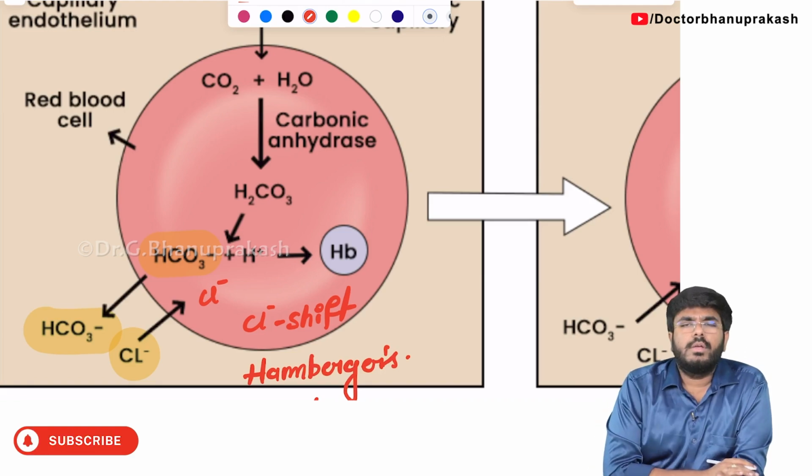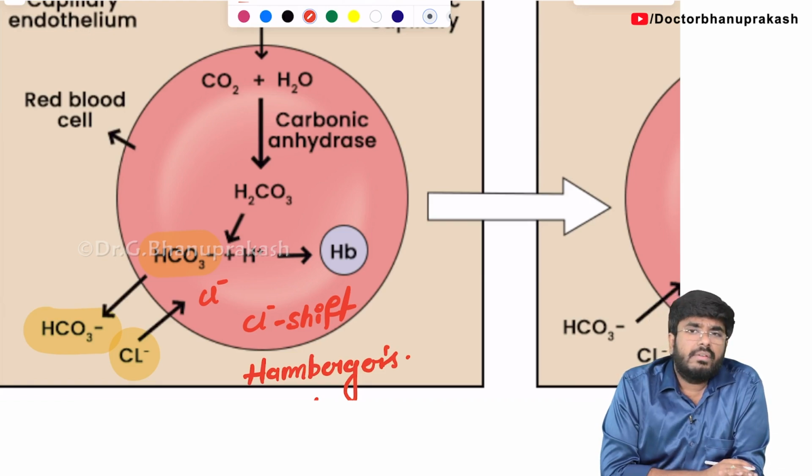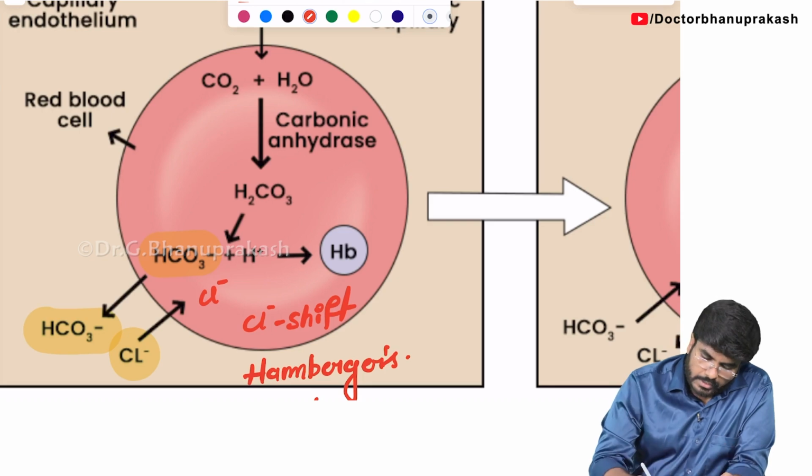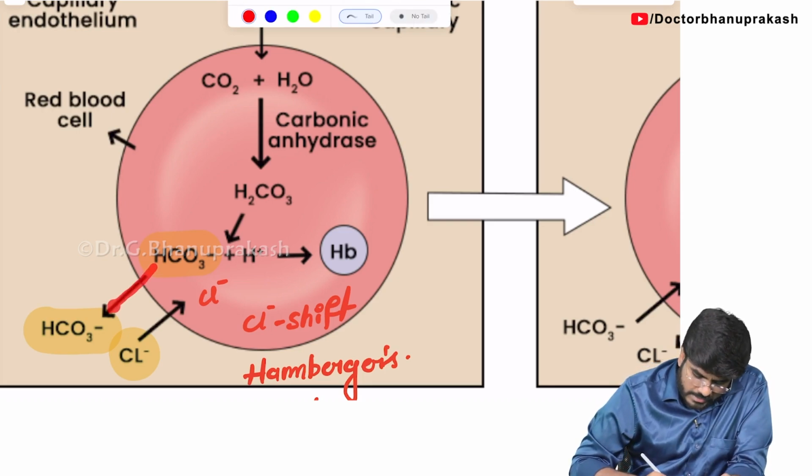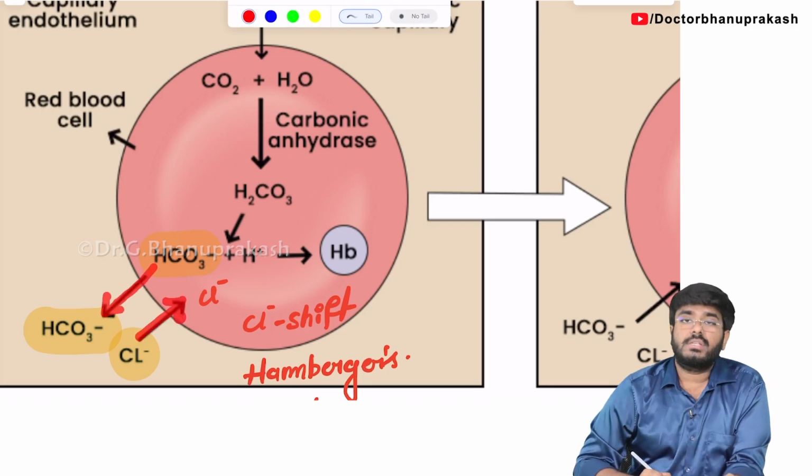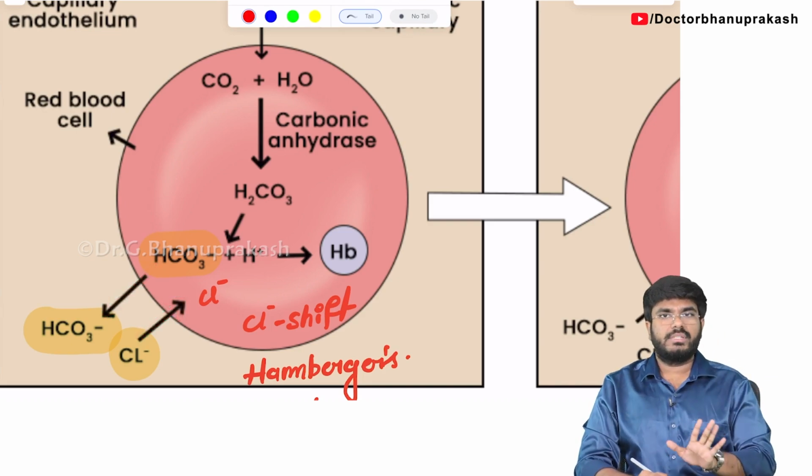Now tell me, Hamburger's phenomenon is exactly happening in which blood? It's happening in the venous blood at the level of tissues. It's the exchange of bicarbonate for chloride. So in your exams, they will ask you, bicarbonates are exchanged for which ions? Bicarbonates are always exchanged for the chloride ions.